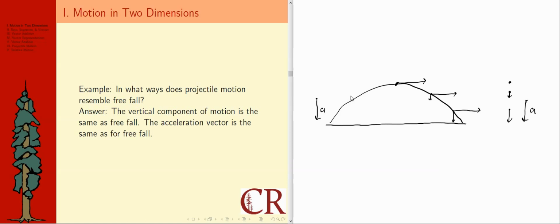it was given an initial horizontal component of motion. Since the acceleration vector is straight down, that horizontal component of motion just moved with its own natural inertia, and the vertical component did what it does naturally given the fact that it's accelerating down.